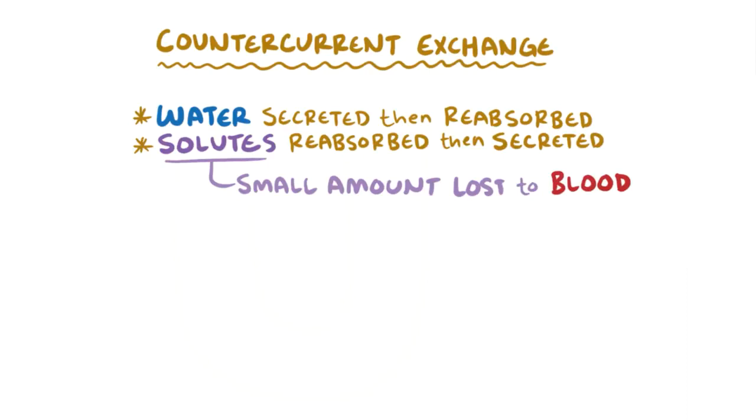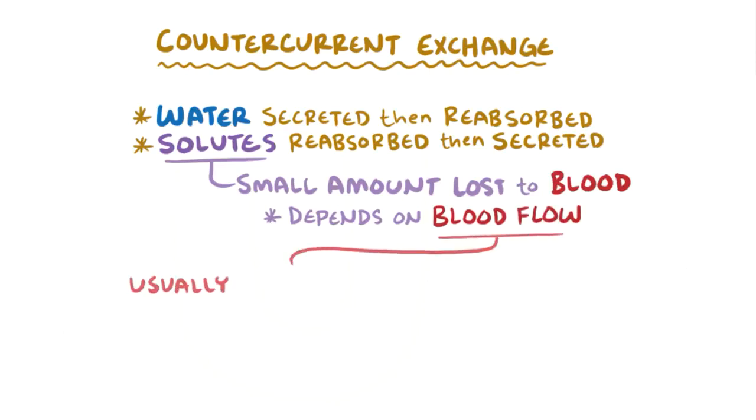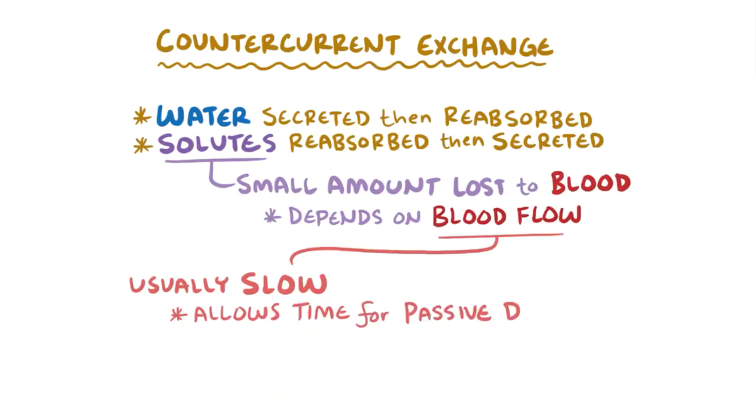The amount of solute lost this way depends on the rate of blood flow. Normally, the blood flows slowly through the peritubular capillaries, and that allows time for passive diffusion to maintain the gradient. If the blood flow increases, though, then there's less time for the diffusion of solutes out of the peritubular capillaries at the ascending limb, and more solutes will be carried back into the systemic circulation.